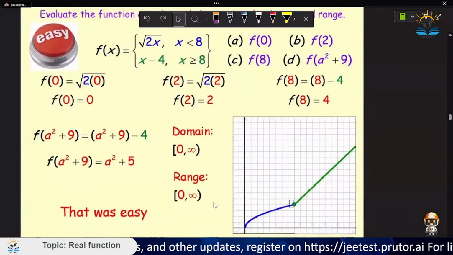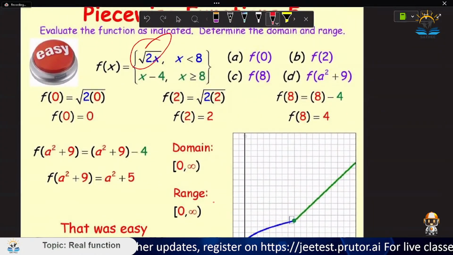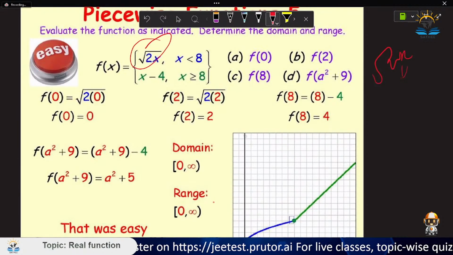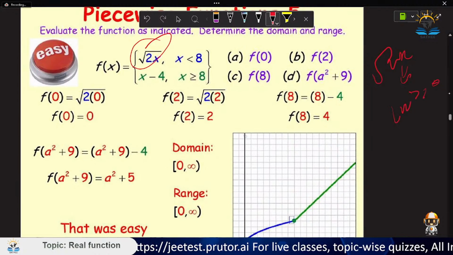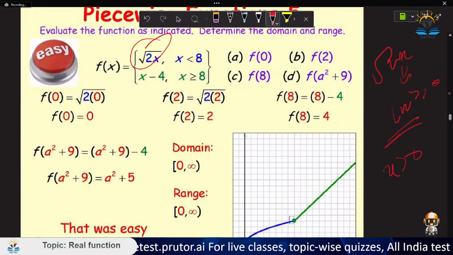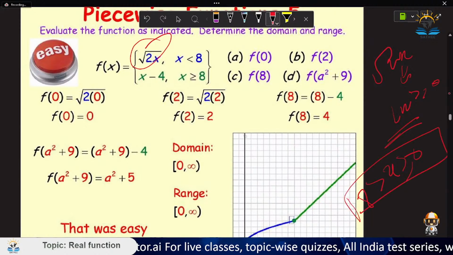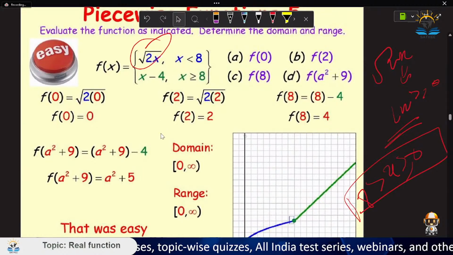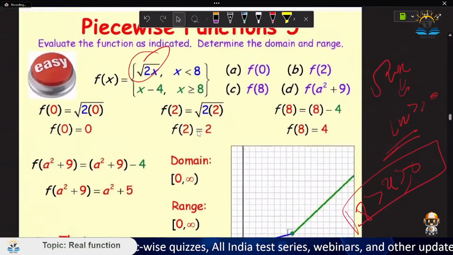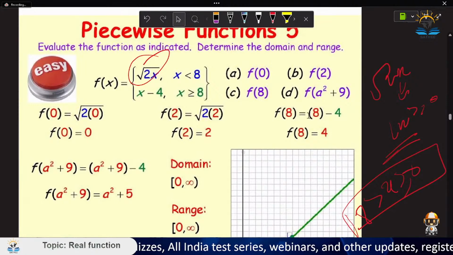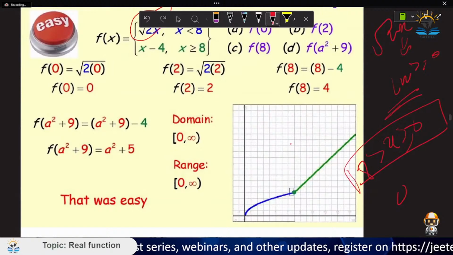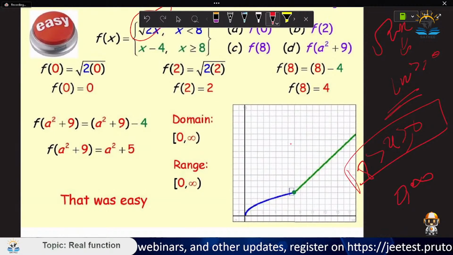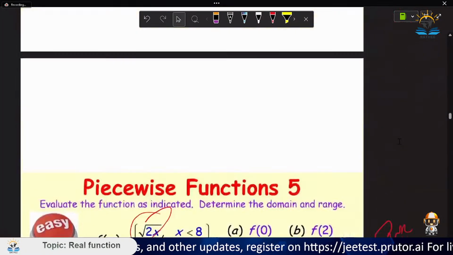How to find the domain. The first part says that it is less than or equal to 8. But the root says root 2x, so 2x has to be greater than or equal to 0. This would give us x greater than or equal to 0 and less than 8. This is our domain, and this gives us a real domain. Sorry, 0 is greater than or equal to 0 and less than 8. So it is 0 to infinity with a closed bracket, and the range is also similar.